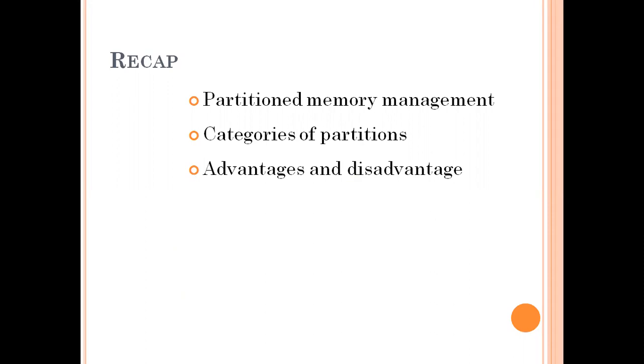Whereas in dynamic partition, the memory is not divided into partitions before the job arrives. After the job arrives, depending on the requirement of the job, the memory can be divided into a number of partitions. Here, the size and also the number of partitions can be varied according to the requirements. We learned about the advantages and disadvantages of both static partition and dynamic partition.